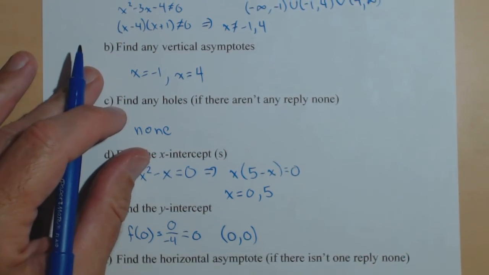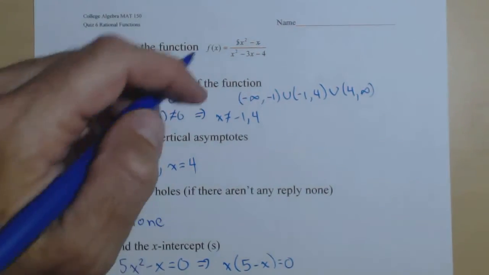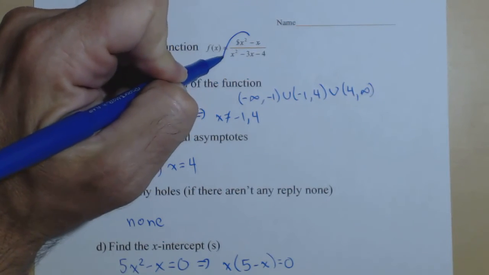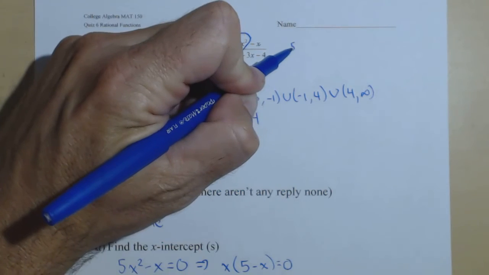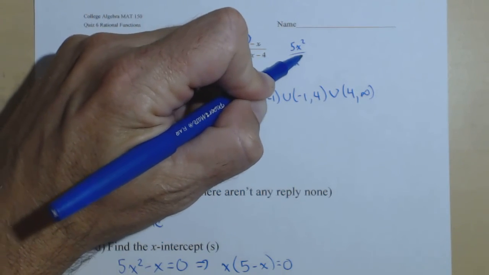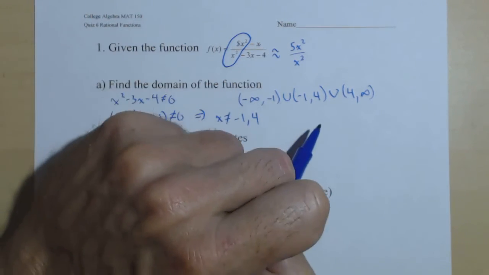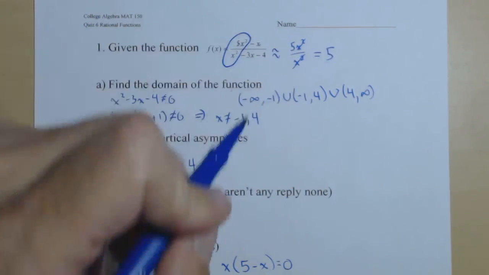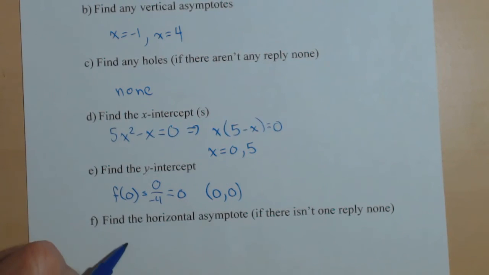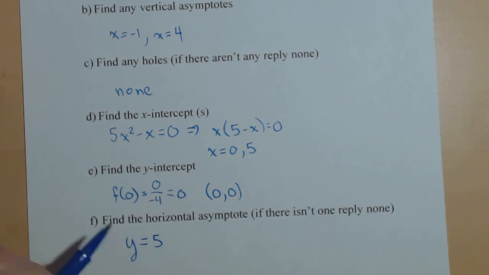And then if there is a horizontal asymptote, we want to find it. So you look at your leading terms of the numerator and denominator. And basically, so we get 5x squared over x squared. So for large x, this thing approximately acts like this. Those cancel, gives us 5. That is our horizontal asymptote. So y equals 5.